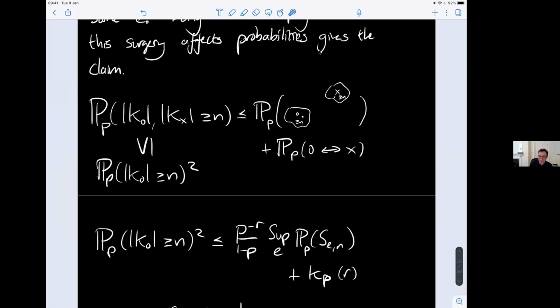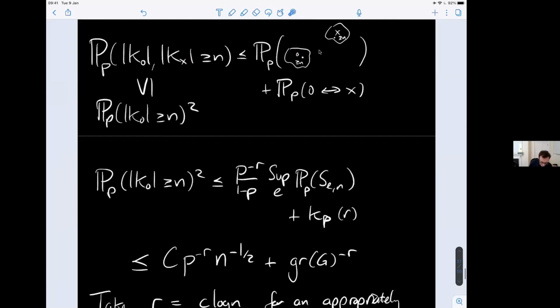Now on the other hand, I also have by the union bound that the probability both these clusters are large is bounded by the probability that they're large and distinct, plus the probability that they're not distinct, that the origin and x are connected to each other. Just trivially, this event is contained in the union of these two events.